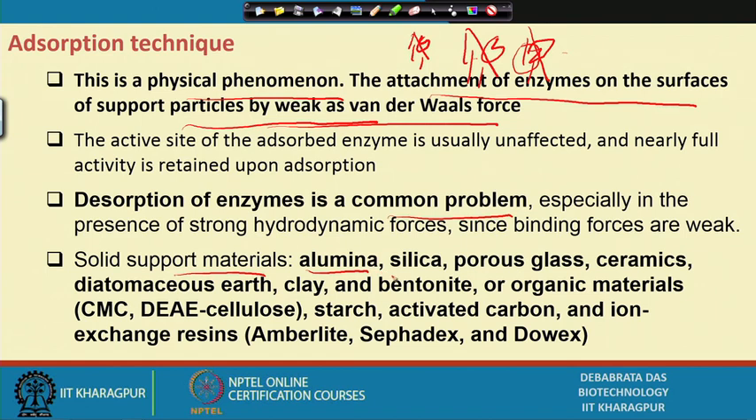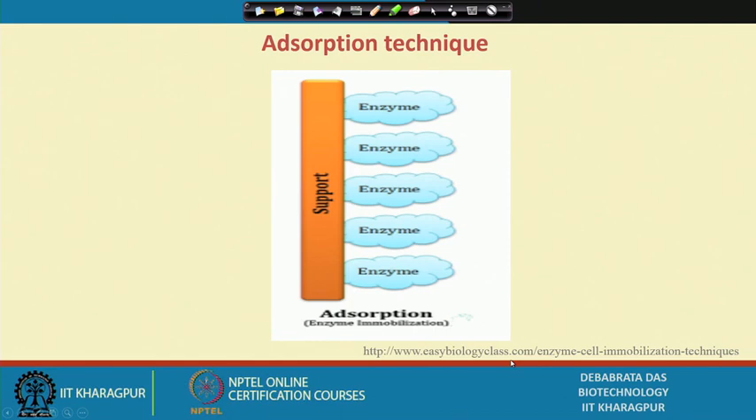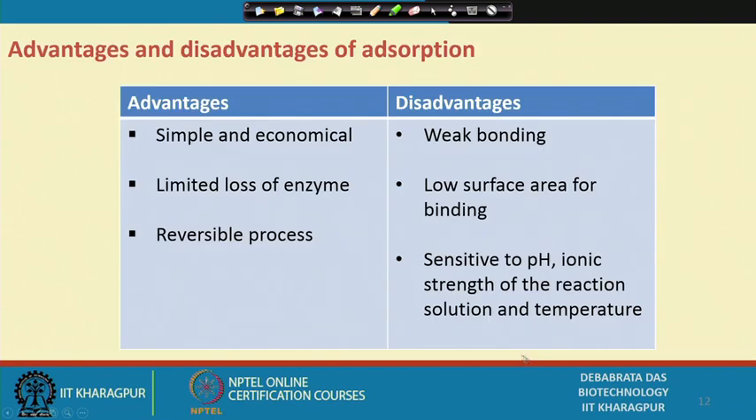Now, desorption of the enzyme is the common problem, as I mentioned. Solid support materials like alumina, silica, porous glass, ceramics, and diatomaceous earth, clay, bentonite, and organic materials like DEAE, cellulose, starch, activated carbon, different types of solid matrix can be used for immobilization through adsorption techniques. This is how the enzyme adheres on the surface of the solid matrix. This is the solid matrix, and the enzyme simply adheres on the surface.